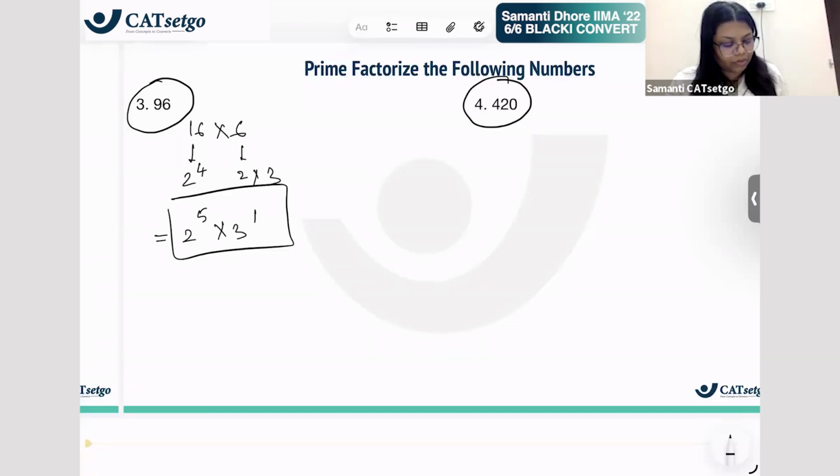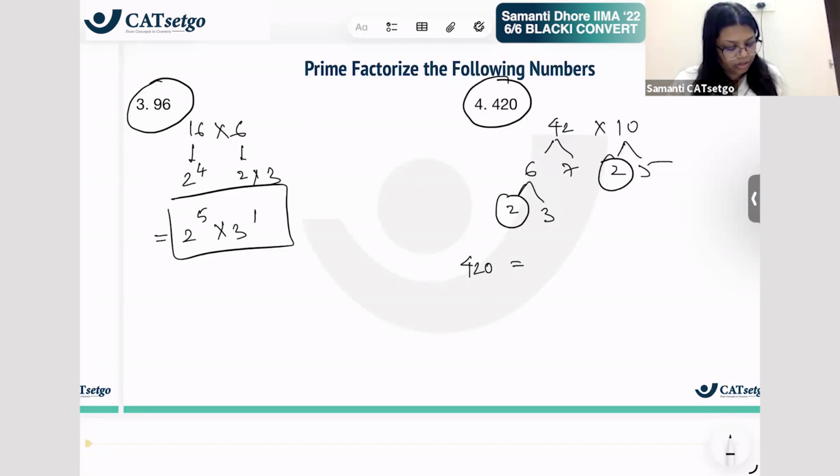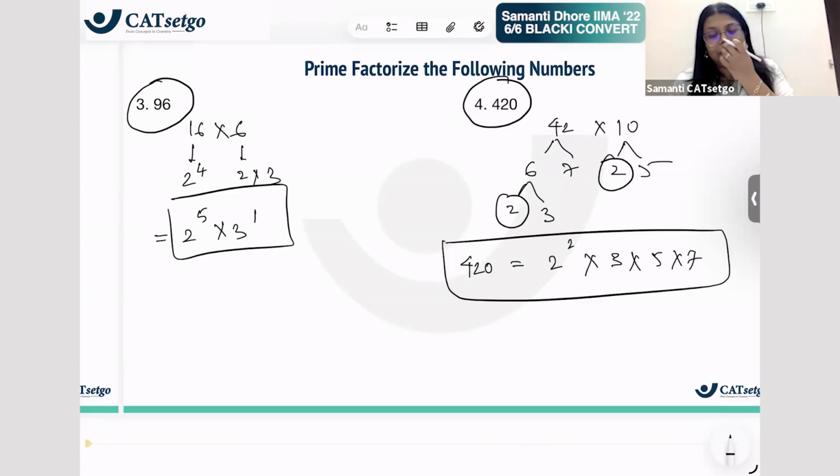So 420, I'll just write it as 42 into 10. 42 is 6 times 7, and 10 is 2 times 5. So now 6 is 2 times 3. So overall 420 is basically 2 and 2 here. That is 2 square into 3 into 5 into 7. This is 420. Okay. So this is how we ended up finding the prime factors of the given numbers.